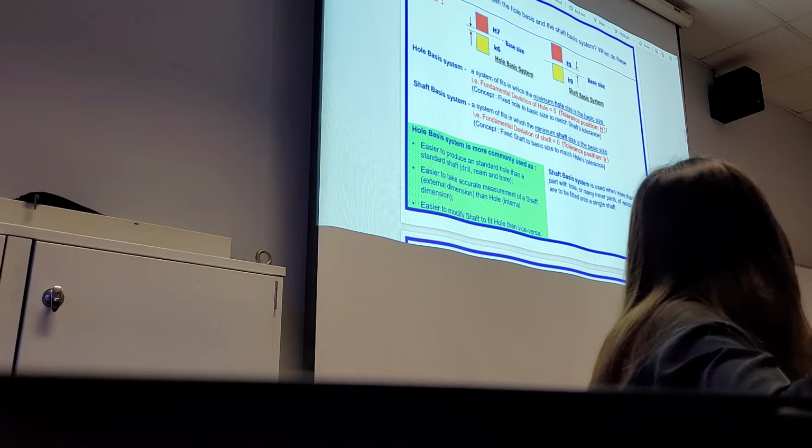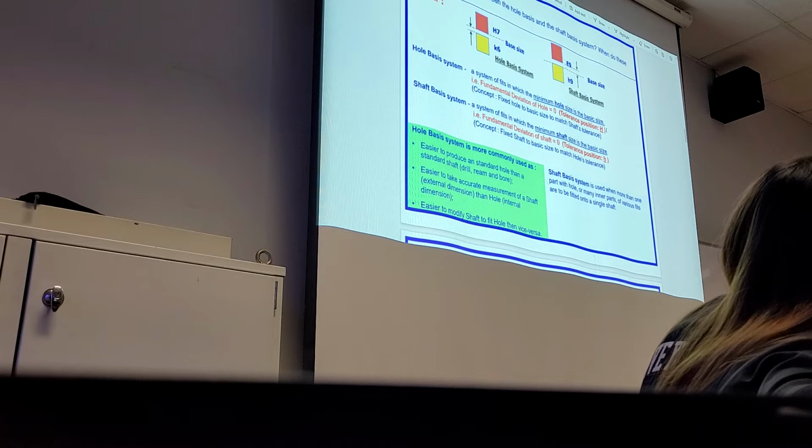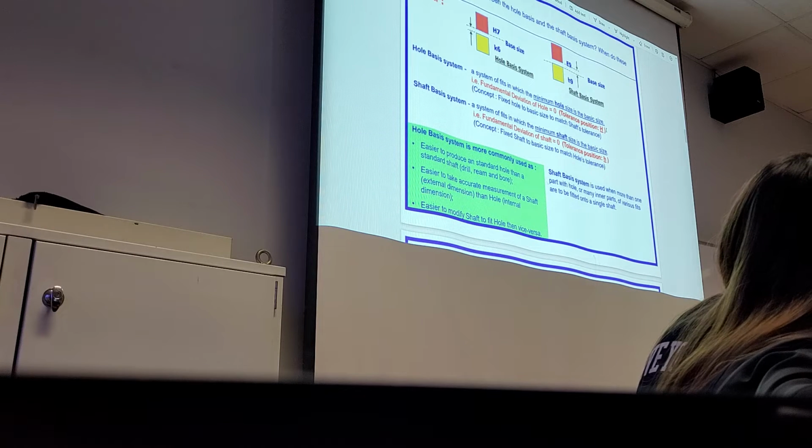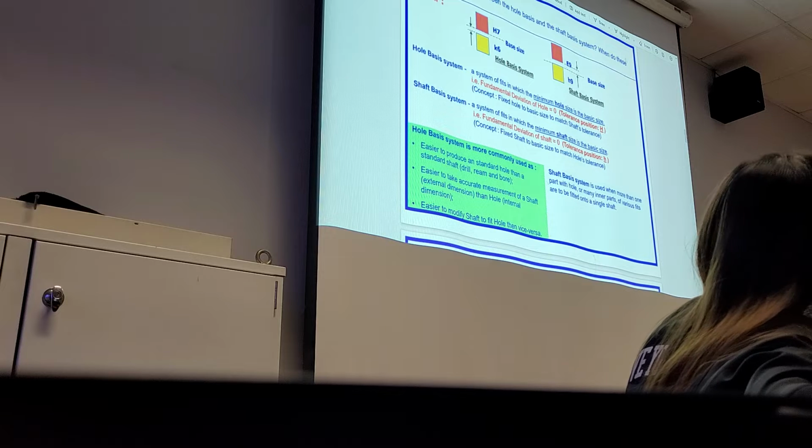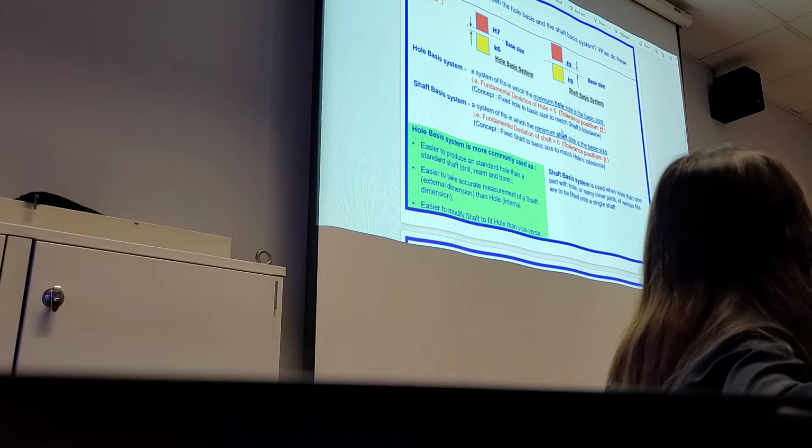So for H7 K6, you should refer to the table on page 12. For the E9 H9, you should refer to another table on page 13. Remember, in the topic 2 notes, we have two tables there. One is for hole, one is for shaft. So when you see a specification like this, you should know where to refer to. And these two systems are exactly the same.